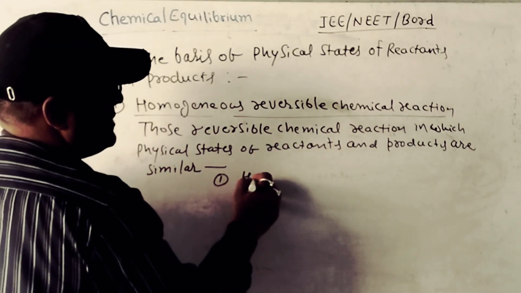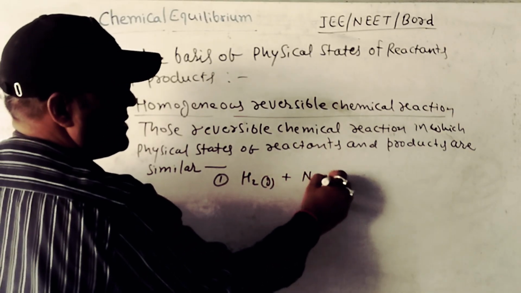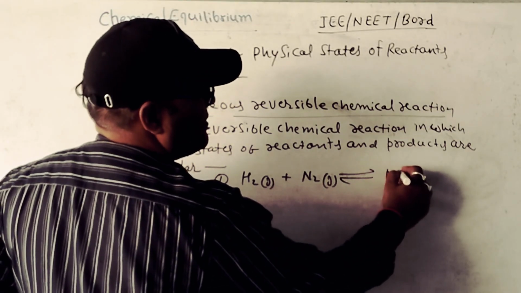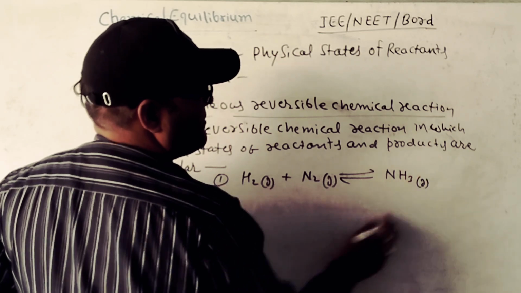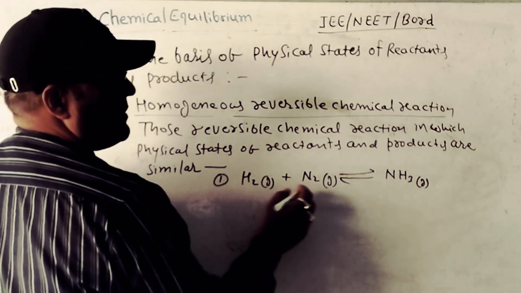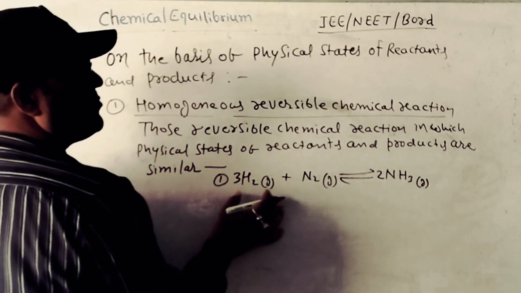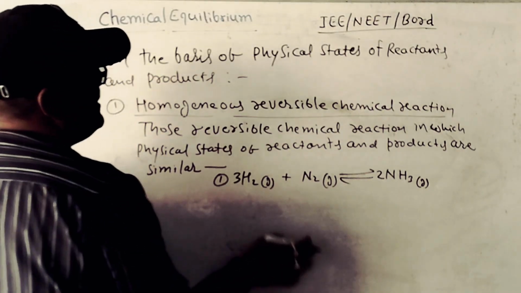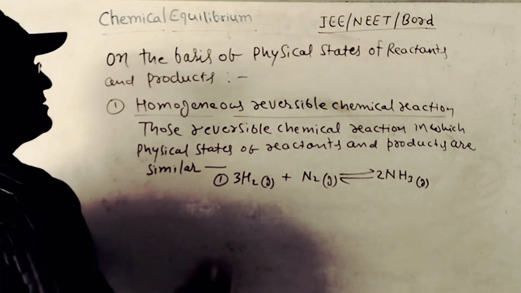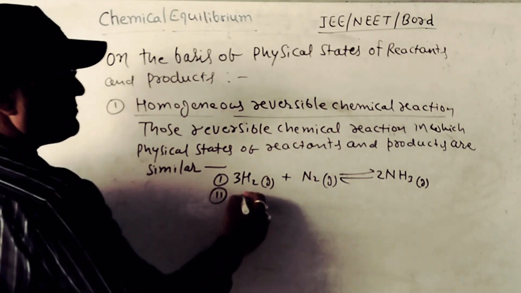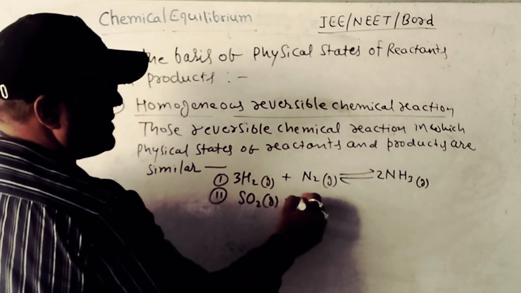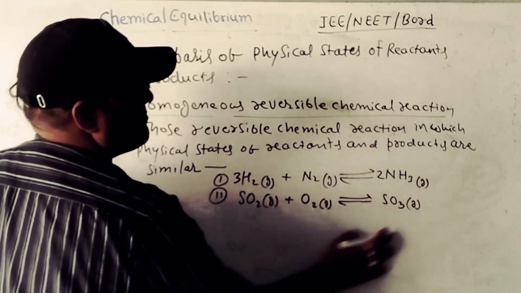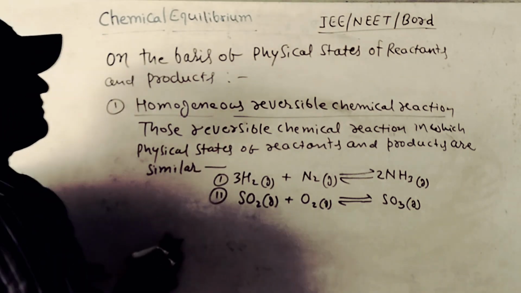Example number 1, whenever H2 gas react with N2 gas in this reversible reaction, we can observe product ammonia gas is prepared. Now after balancing this equation, we can observe two reactants, both are in gaseous state and product is also in gaseous state. So this reaction comes under homogeneous reversible chemical reaction. Now another example is whenever sulfur dioxide gas react with 1 mole of O2 gas, then sulfur trioxide gas is formed. So this reaction also comes under homogeneous reversible chemical reaction.